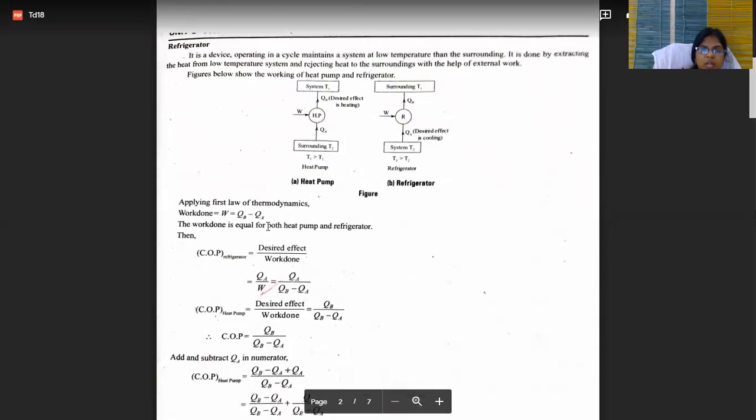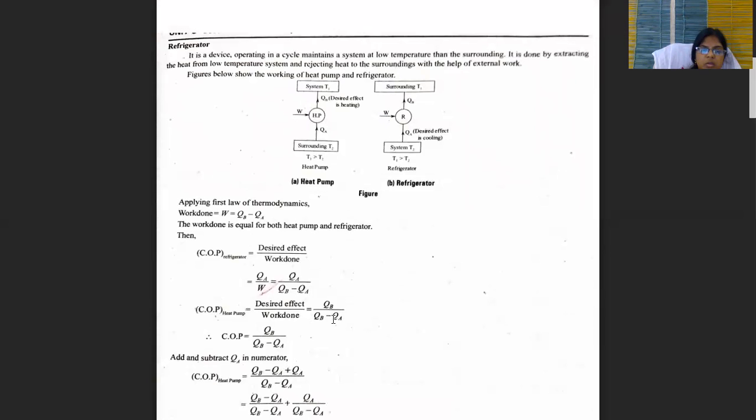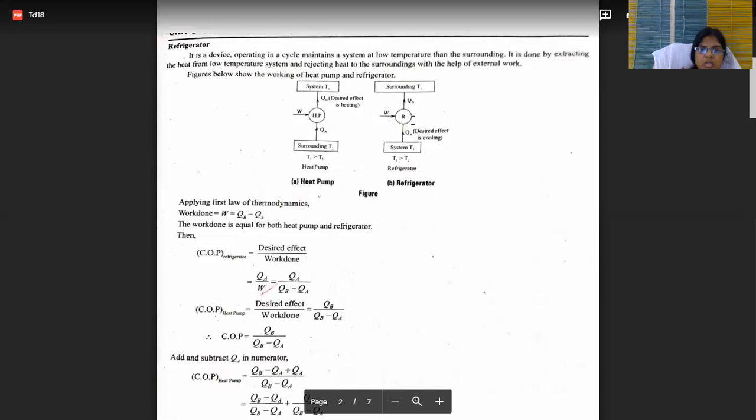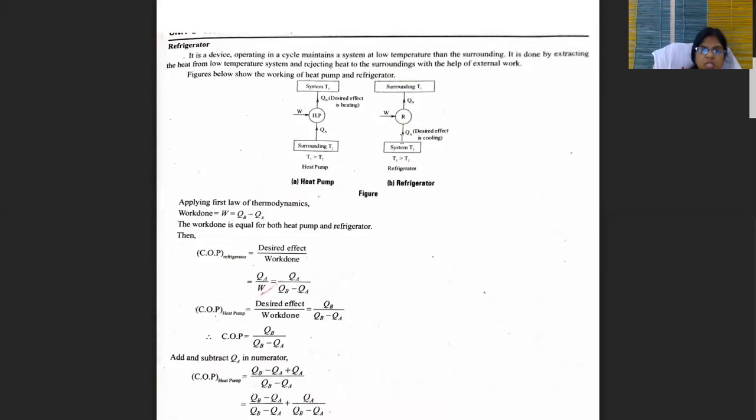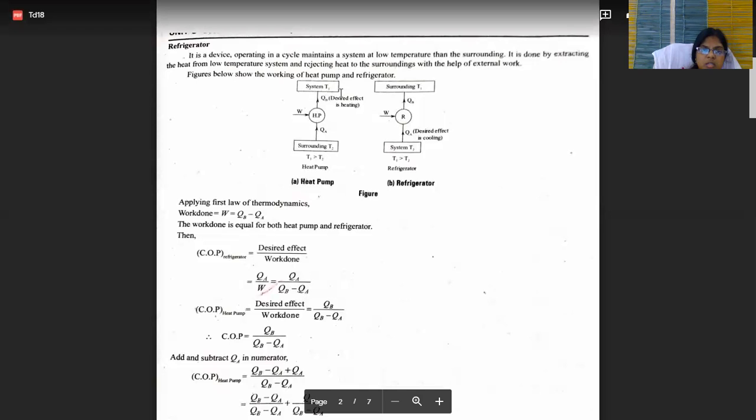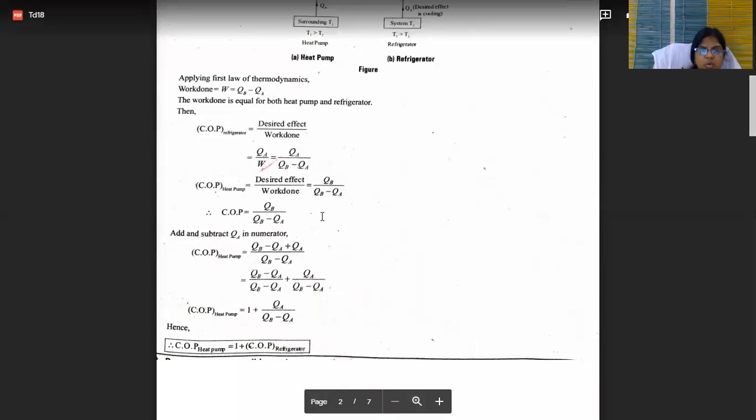QB by work done is the same for heat pump and refrigerator: QB minus QA. One thing you have to remember: in a refrigerator the cooling effect is here, so the heat supply is QA. In a heat pump the desired effect is here, that is the source. So what is the heat here? It is QB. So work done is QB minus QA. Therefore COP is equal to QB by QB minus QA.